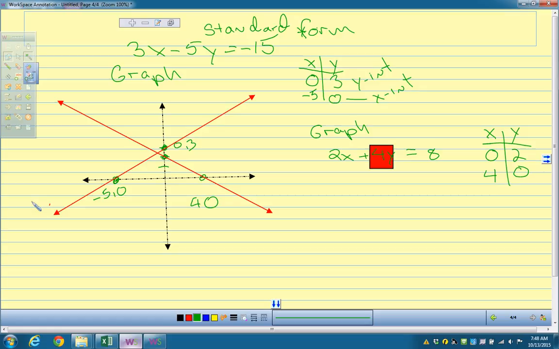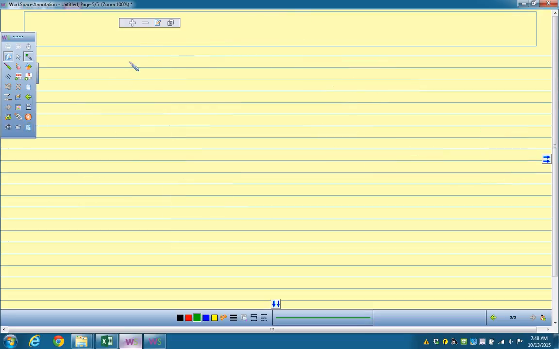What else do I got? I have a couple more things. Parallel lines. Anyone know anything about parallel lines and their slopes? What do you know, Ian? Same slope. Okay? I think most of you know that.